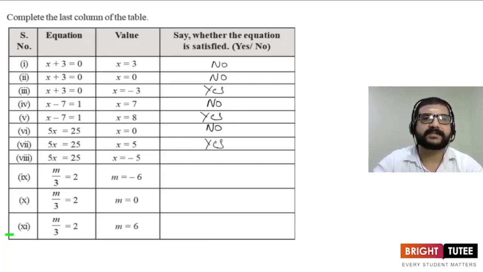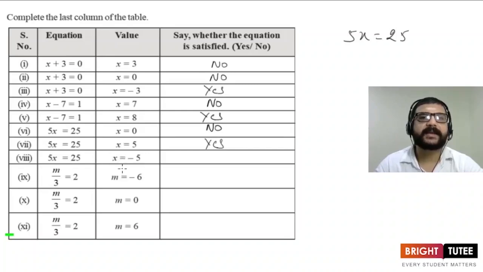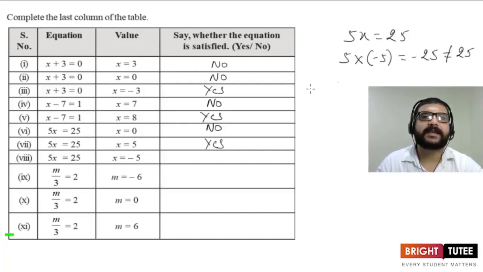Now what is the next equation? The equation is the same, 5x is equal to 25. And what is the value of x this time? It is minus 5. Now we have already seen that x equal to 5 is satisfying this equation. So what do you think? x equal to minus 5, will it satisfy the equation? Let's check it out. So we will get 5 into minus 5, and this is minus 25. Now we know minus 25 is not equal to 25. Hence the equation is not satisfied here.